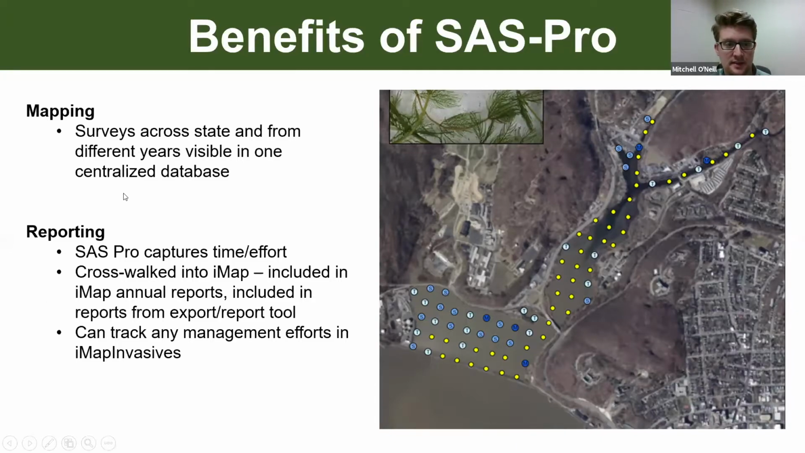Other benefits are, of course, the mapping benefit, where surveys across the state and from different years are all visible and viewable within this one centralized database. And Sas Pro also has an option to capture the number of work hours if you want to record that. All the records go into Imap, which has some reporting tools that you can use, and you can track management efforts in Imap as well.